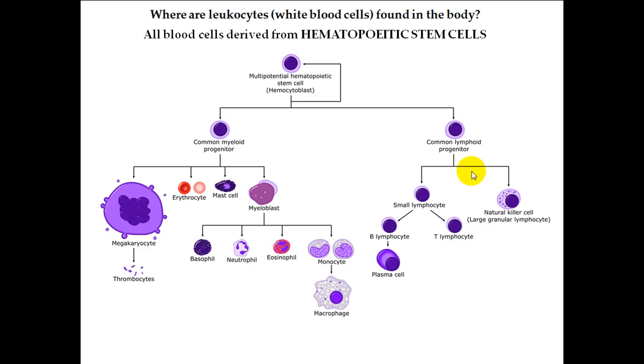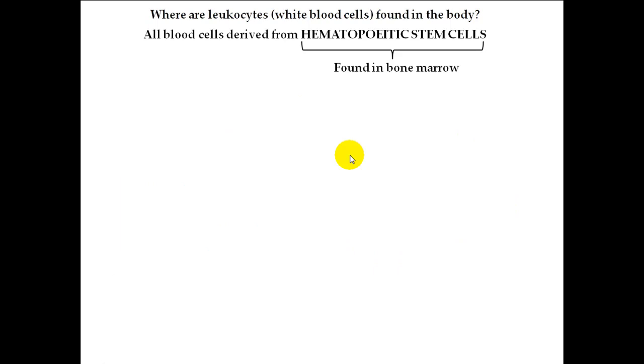So, the bottom line here is that all of these cells that you find in the blood, all of these white blood cells, including actually red blood cells, come from a type of cell called a hematopoietic stem cell. And where you find these hematopoietic stem cells is in the bone marrow. And bone marrow is basically the substance that you find inside the bones.